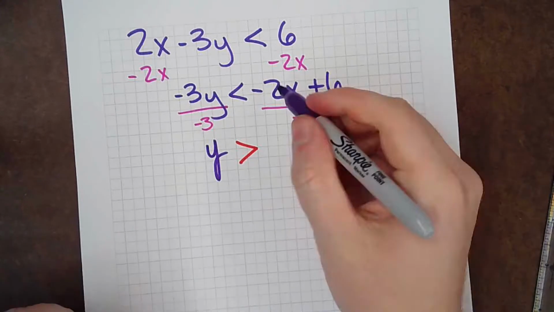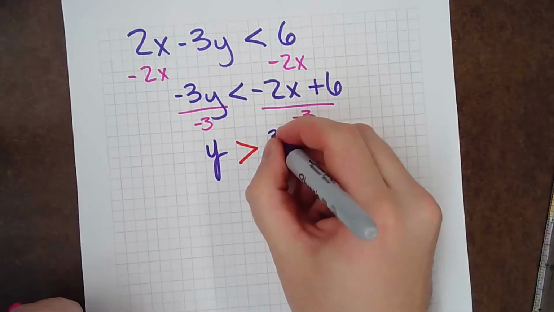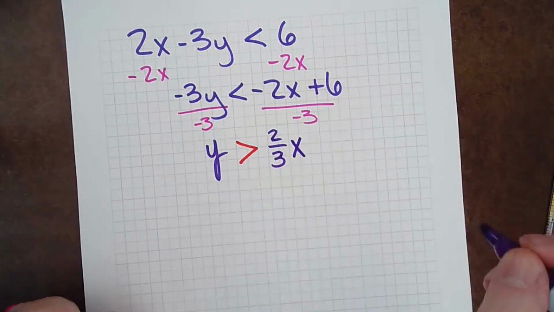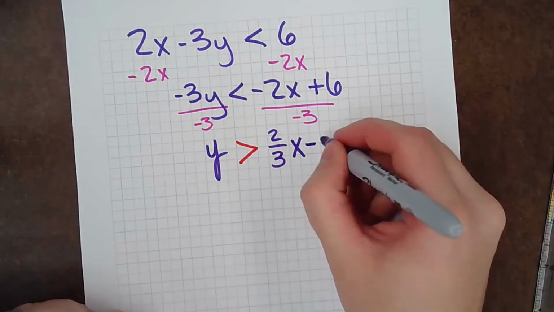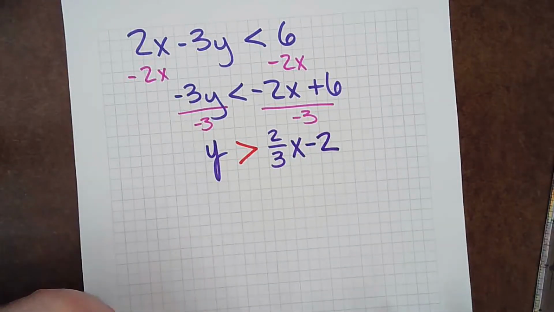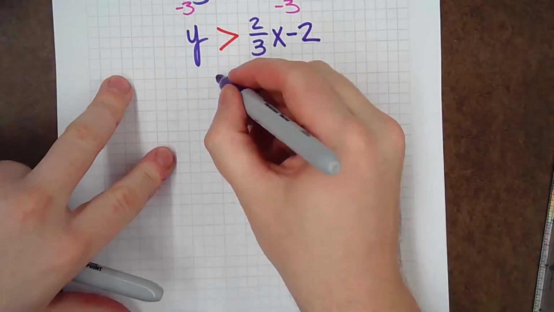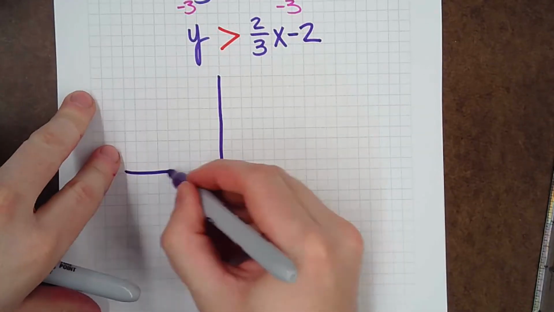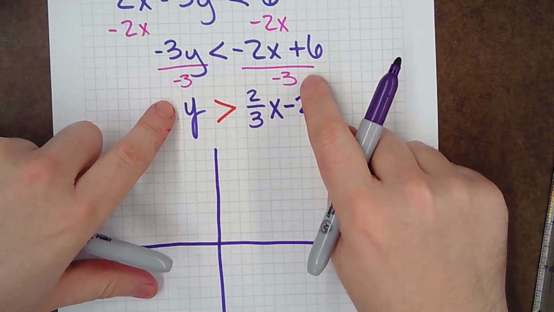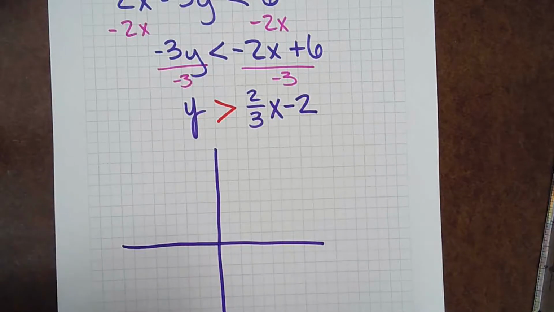And when we divide, we get 2 negatives make a positive. 2 divided by 3 is 2/3 x. 6 divided by negative 3 is minus 2. So now we can graph that. Again, it's important to remember to flip that sign when you divide by a negative number or multiply by a negative number. And we did.